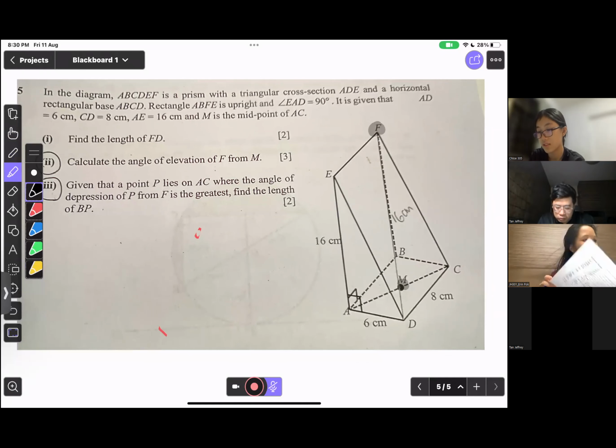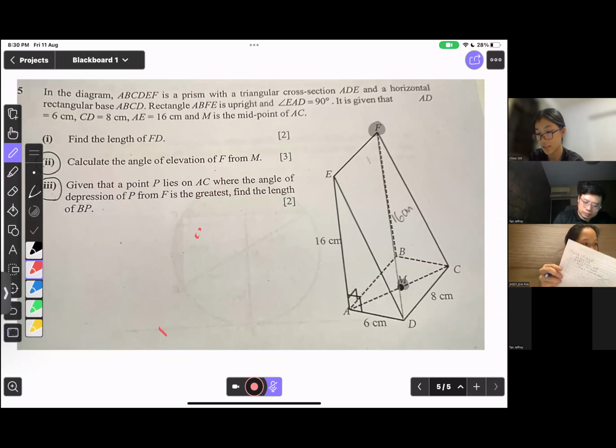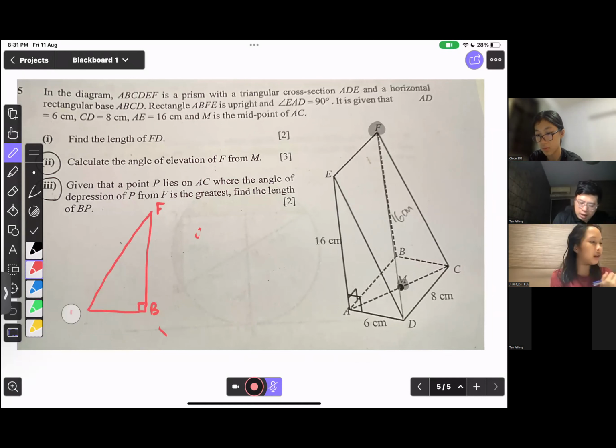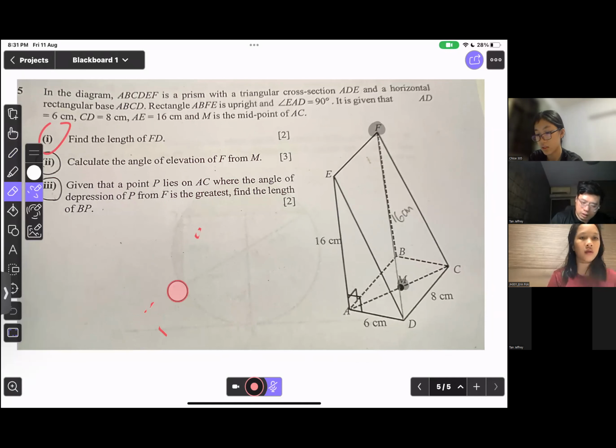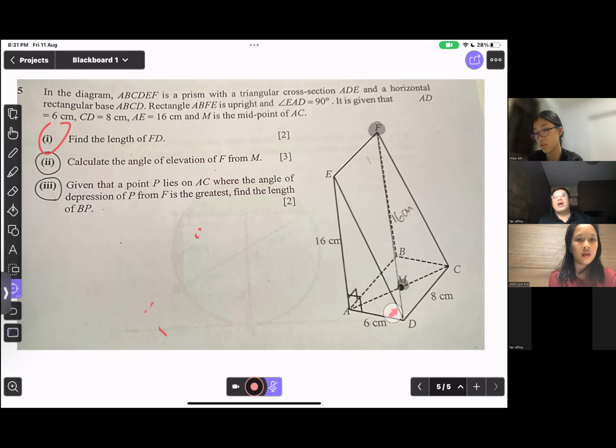Okay, part 2 is okay. So if you look at FBM, it will look like that. It's a right angle triangle. This is F, this is B. Wait, I need part 1 also. I need the whole thing. Okay, so part 1, I want to find the length of FD. To find the length of FD, right?